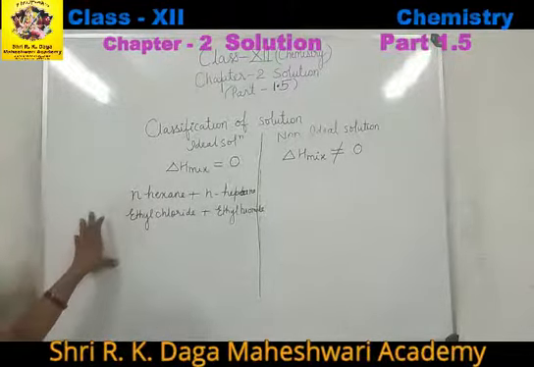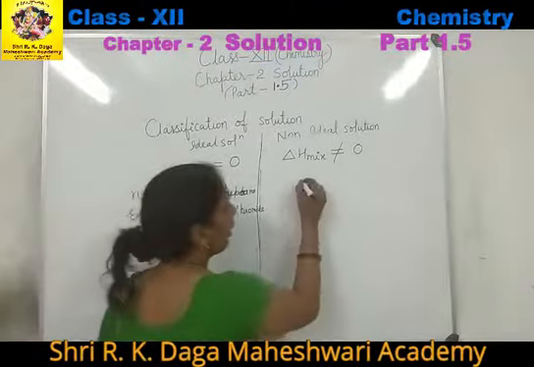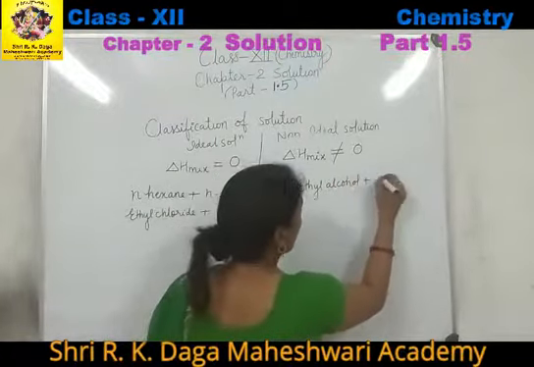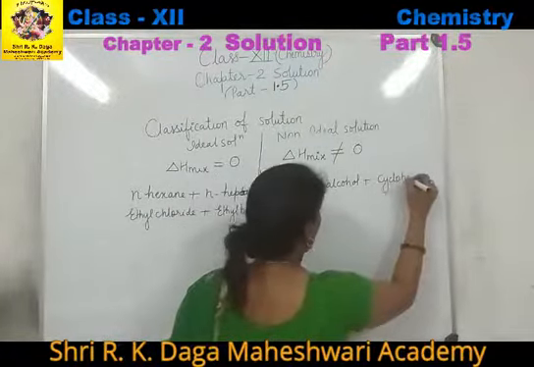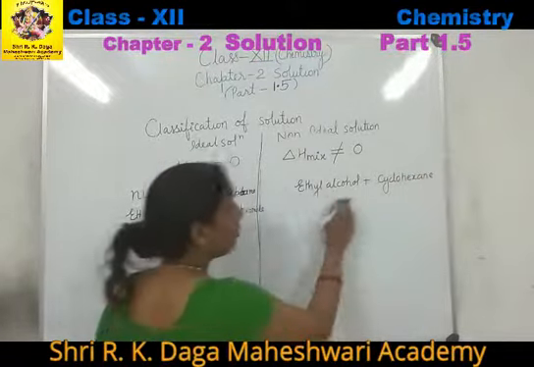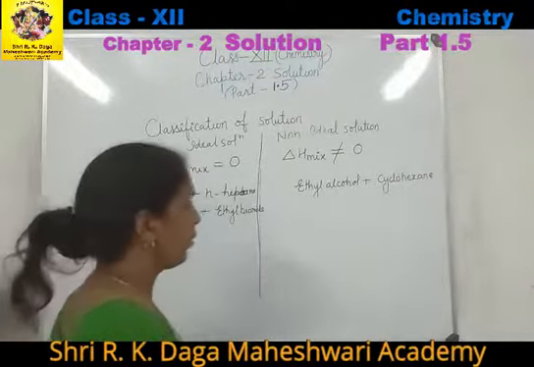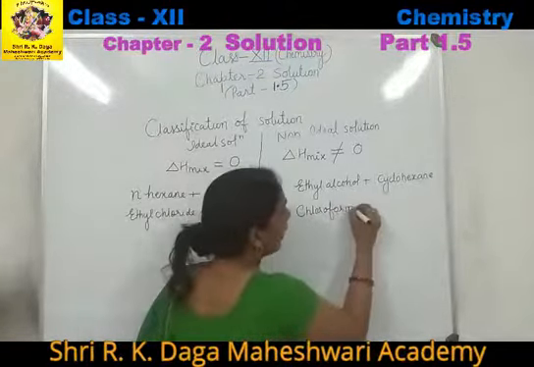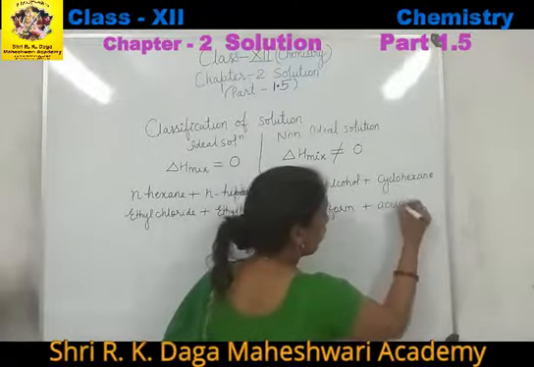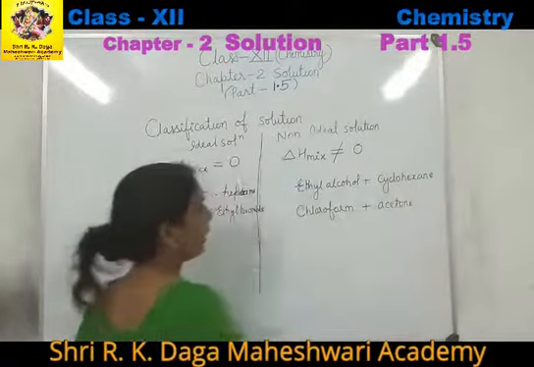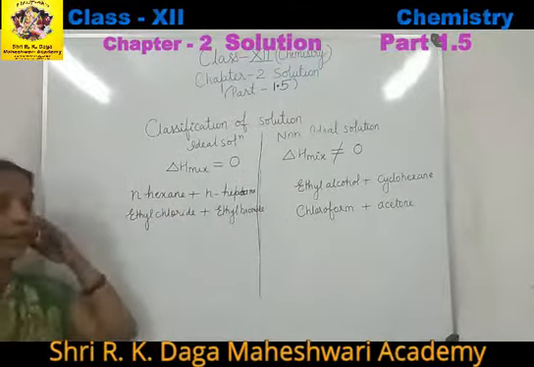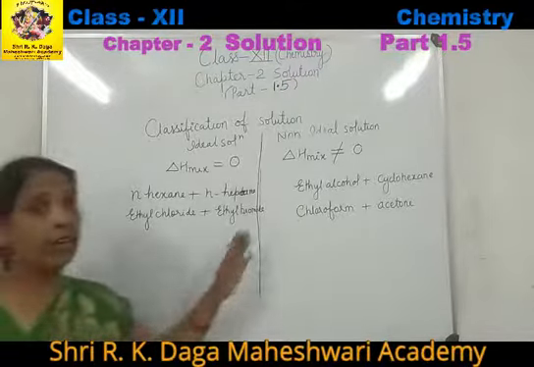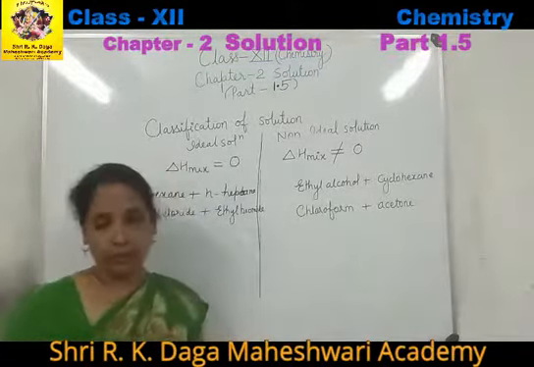And when there is no rhyming between the components, for example, ethyl alcohol plus cyclohexane, there is no rhyming between these two words. Chloroform and acetone. There is no rhyming between these two words, means they are non-ideal. So these are the examples: n-heptane and n-hexane, and ethyl chloride and ethyl bromide are ideal; ethyl alcohol and cyclohexane, chloroform and acetone are non-ideal.